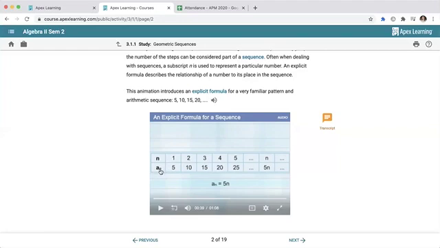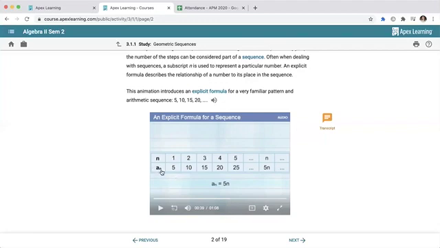Sub meaning lower or below. So a_n is like saying 5n, because we're going to multiply by our term number here. Since this is the relationship, it's 5 times the number that the term is.